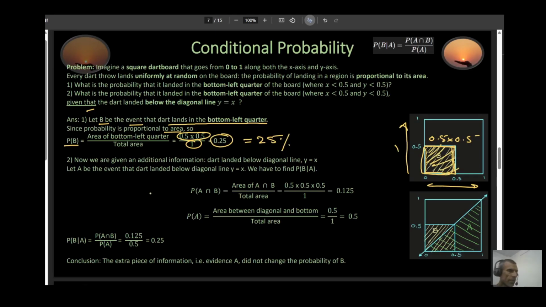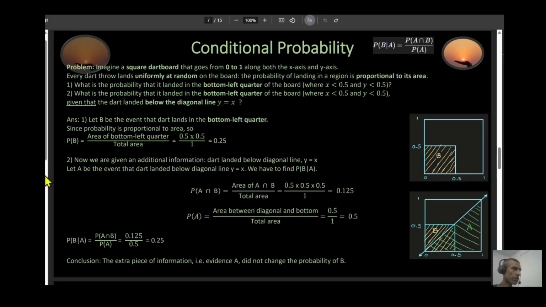Okay, now let's say we are given an additional piece of information. This right here: that the dart landed below the diagonal line y equal to x. So this is given to you. It lands somewhere over here. All right, so that has eliminated this part completely, right? So you would imagine that the probability should go down. So let's see if it makes sense.